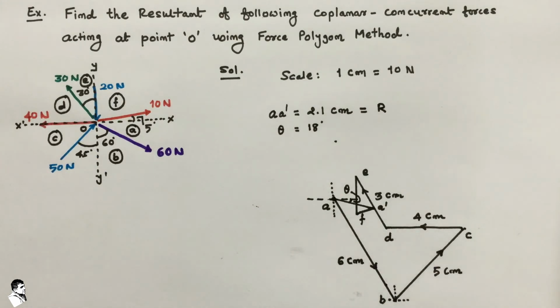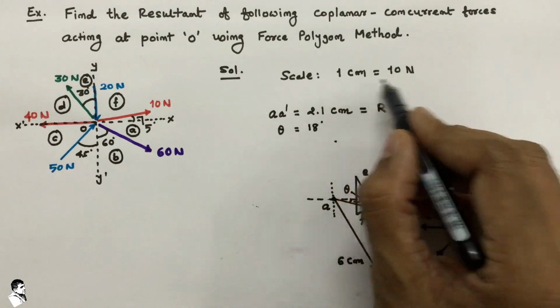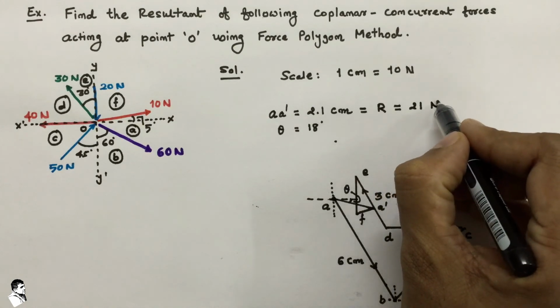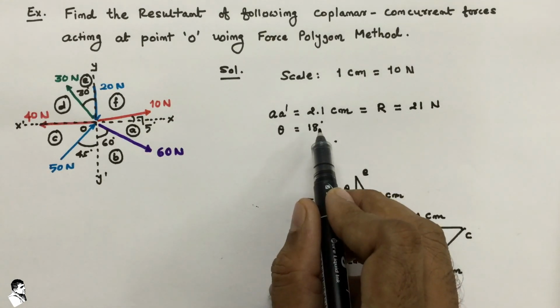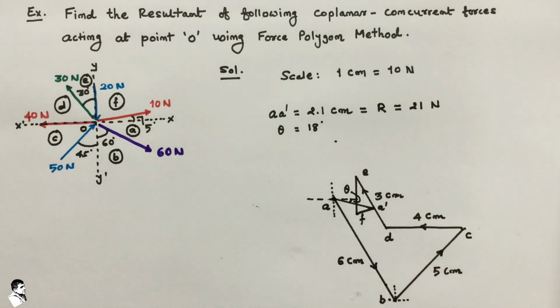After completion of the graphical representation of the force polygon method, the resultant of the given forces has a value corresponding to the selected scale, that is 21 Newton, and it acts at an 18 degree angle with the horizontal like this. So this is all about the solution of the resultant of the given problem.